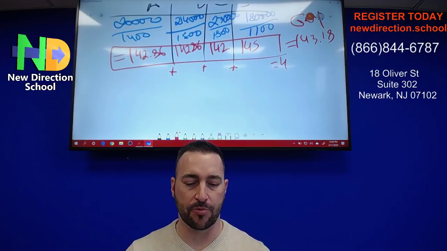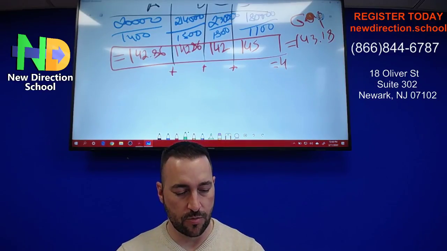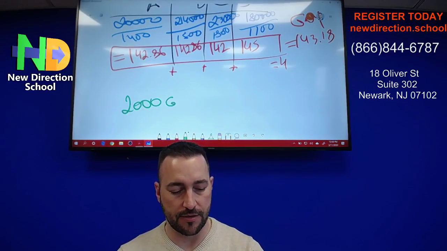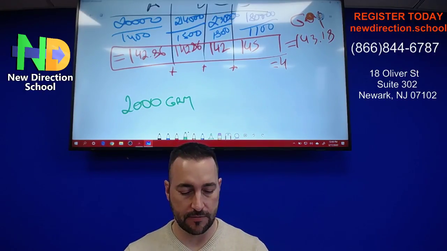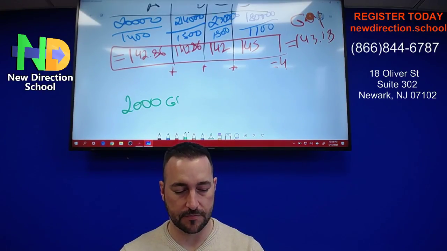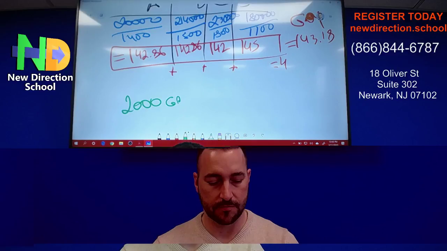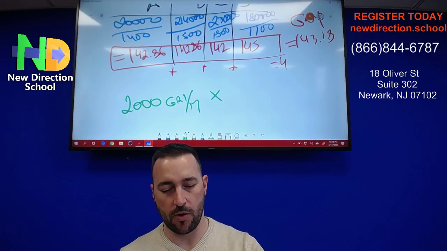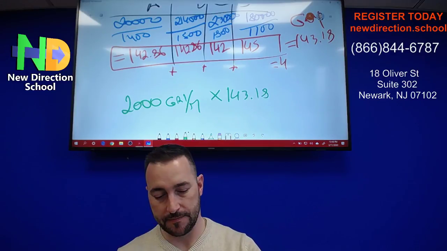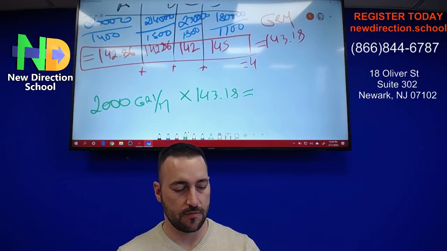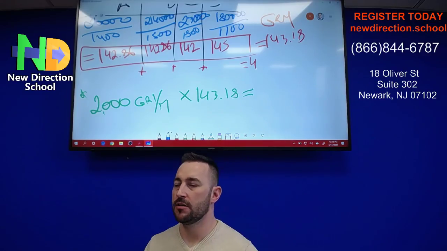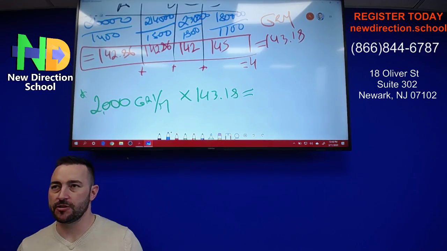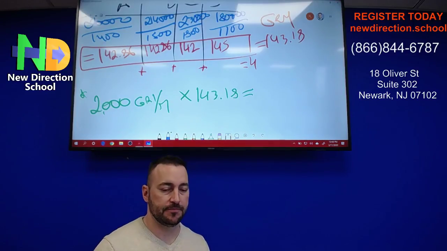So if my property brings $2,000 per month, I'm sorry, gross rental income, brings $2,000 per month, I need to multiply it by 143.18. How much is that? 2,000 times 143.18.